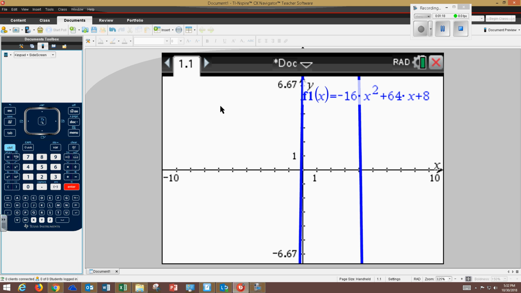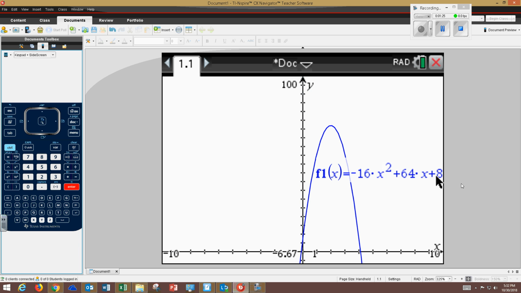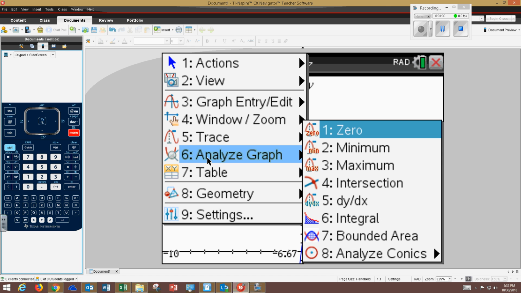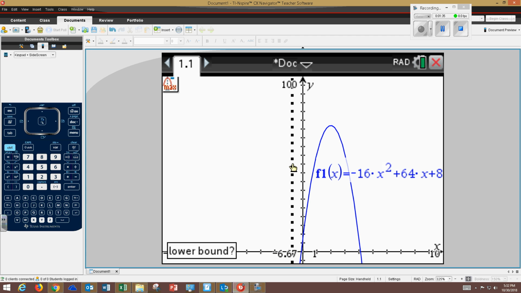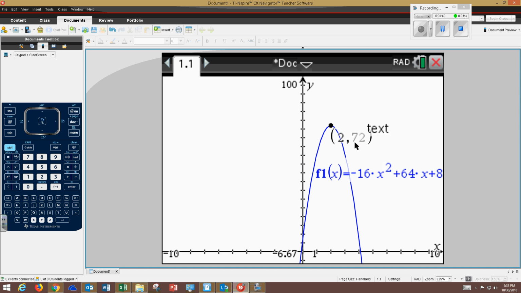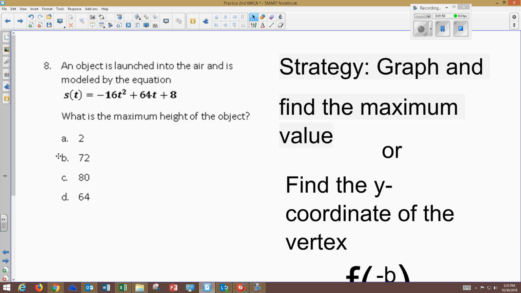We can't quite see the top of it, so let's make it taller and extend our y-axis. That looks a lot better. Now let's find the maximum point. Menu, 6, 3. Click on the left, click on the right. So our maximum value is the y-coordinate of the vertex, which is 72. So the answer to our question is choice B, which is 72.